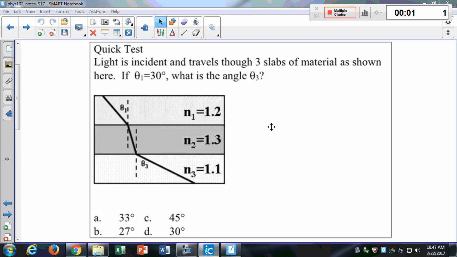Remember on these, here I want to know theta 1 is 30 degrees. I want you to calculate then what is theta 3. So I know this angle is 30. What is this angle going to equal to? Don't forget your law of refraction, that n1 sine theta 1 is n2 sine theta 2.